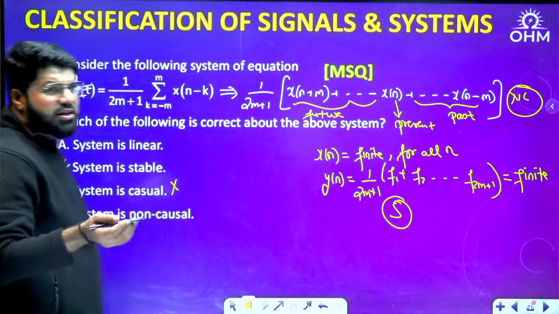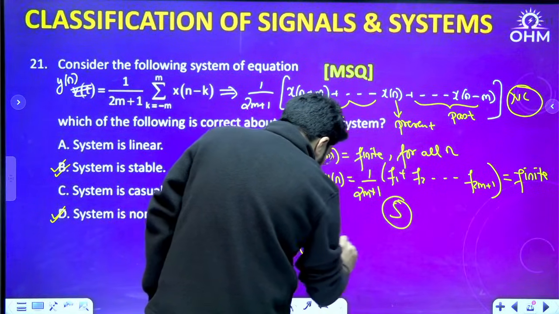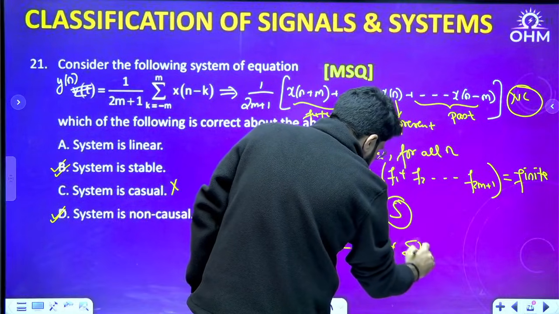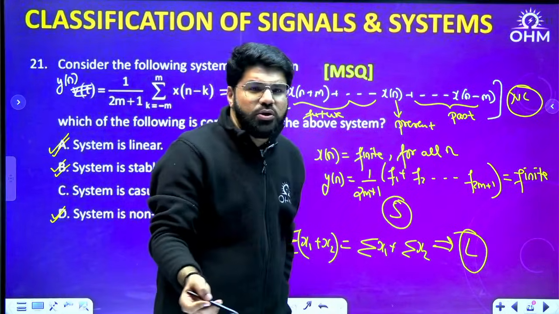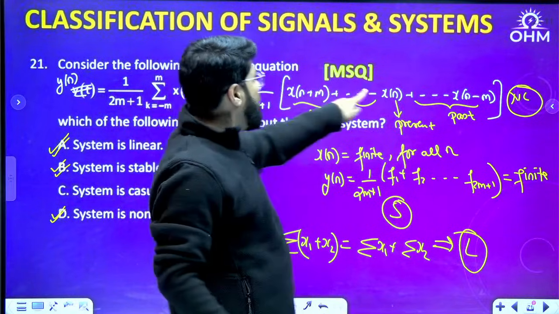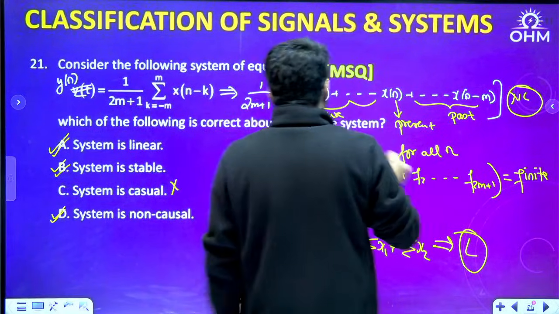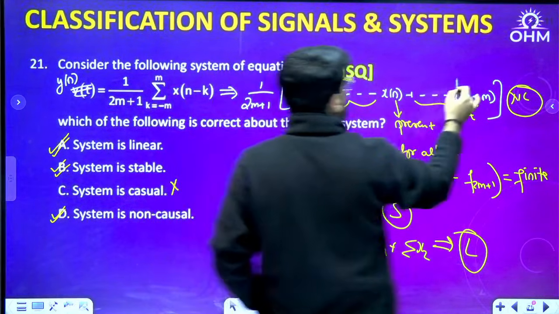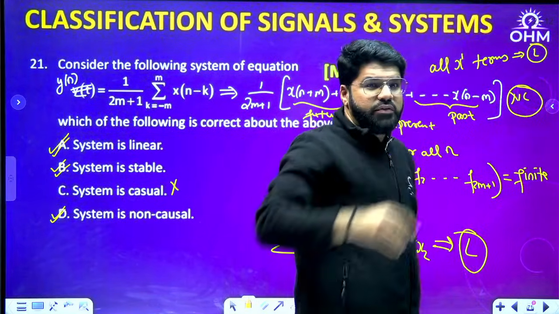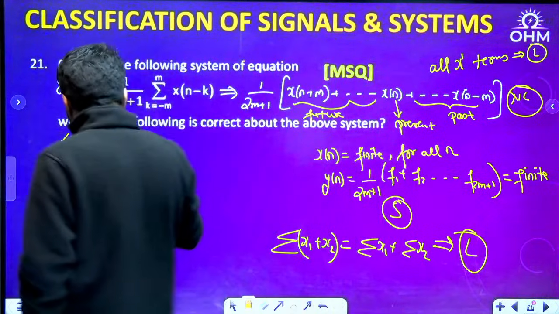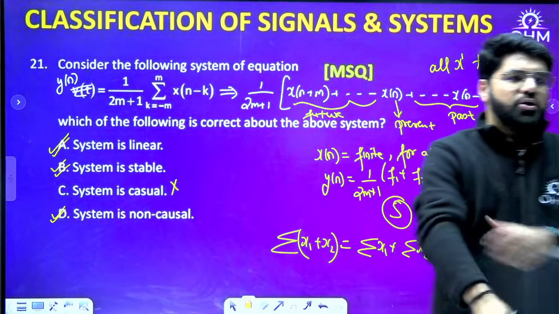Is it linear? Summation and integration operations are linear. Whenever you do summation of x1 plus x2, you can easily split it as summation x1 plus summation x2. It is linear. Option number A. Otherwise, output depends only on x power 1; all the terms are x power 1, even if I split. So it is linear by our direct observations earlier. So it is linear, stable and non-causal: A, B and D. Three answers are correct here. Hope that is in your catch.